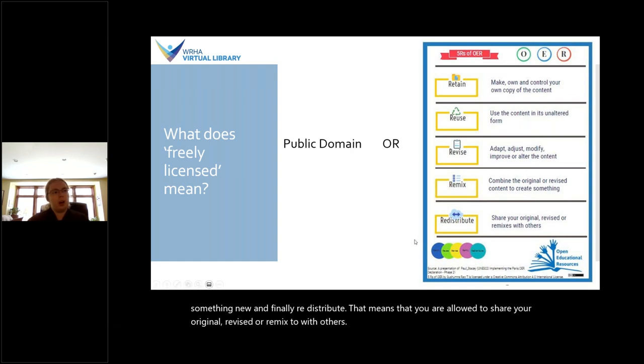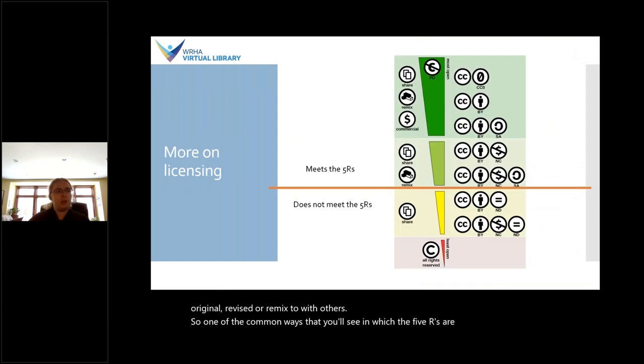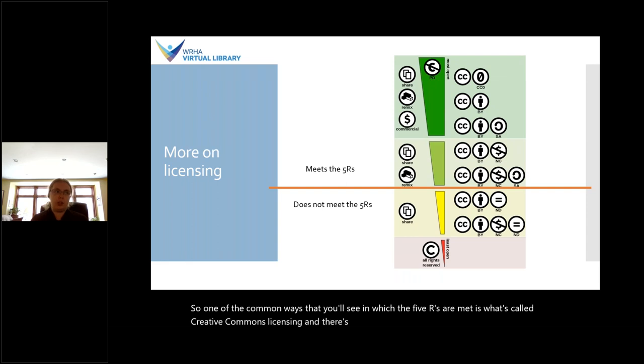So one of the common ways that you'll see in which the 5 R's are met is what's called Creative Commons licensing. And there's a diagram on your screen here that shows the various types of Creative Commons licenses that are out there. So at the very top of the list here is public domain.